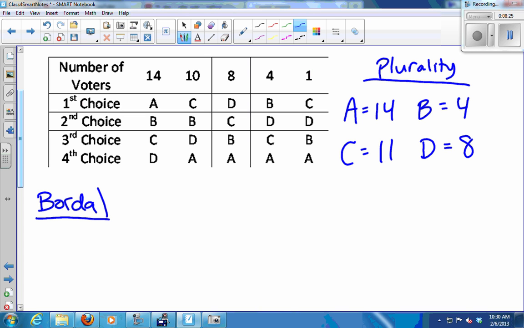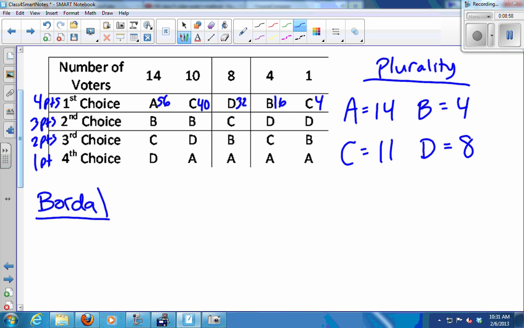So in Borda, we calculate points, right? Because there are 4 candidates, first place is 4 points, second place is 3, third place is 2, and last place is 1. And then we do 4 points times 14 ballots is 56. 4 times 10 is 40. 8 times 4 is 32. 16, 4. And then we give out all the second place points.